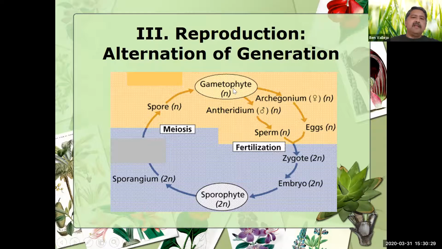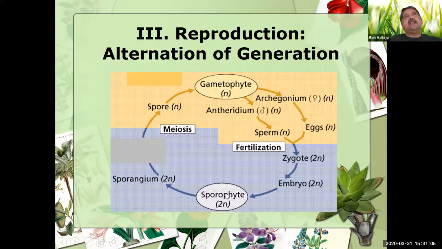The gametophyte is the one that produces gametes here, and the sporophyte produces spores. So the gametophyte, there are male and female gametophytes. The male gametophyte is called the antheridium. The male part of the flower is called the anther, and the archegonium is where the eggs are. So when the sperm and egg come together through fertilization, you get a fertilized egg called the zygote. Well, then that forms the other plant called the sporophyte.